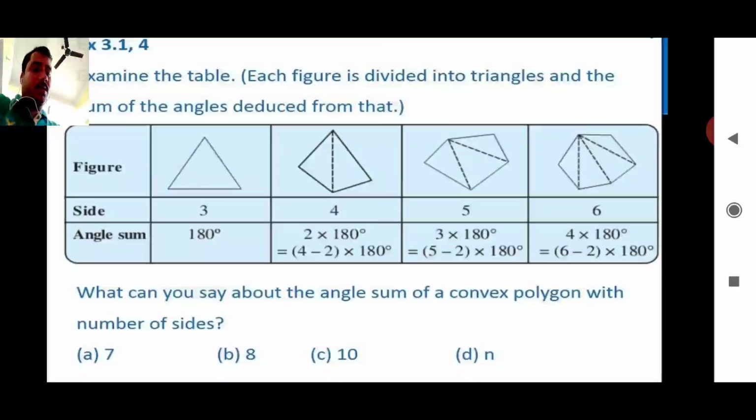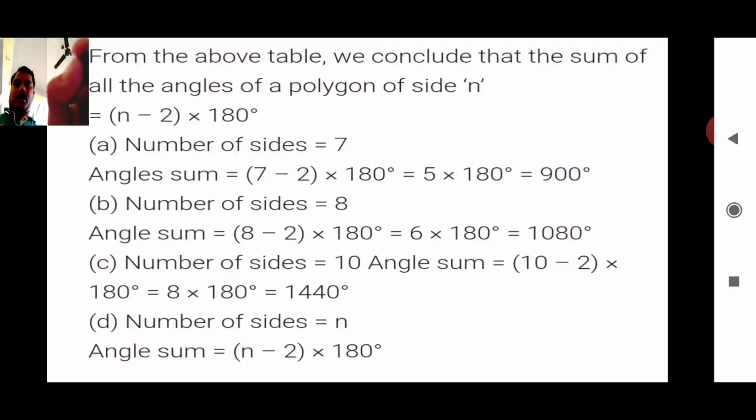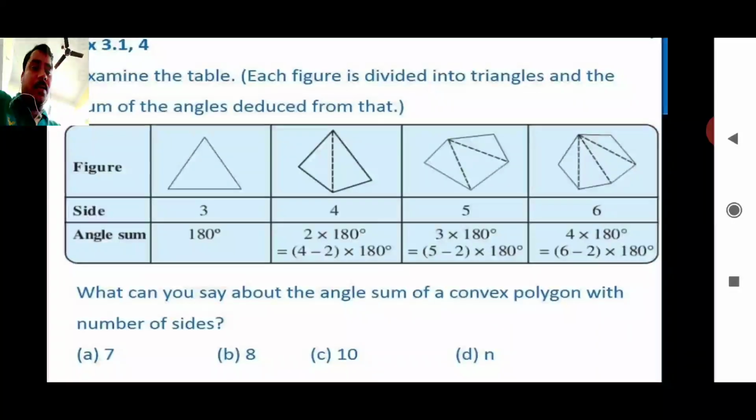Okay, so you can examine this: we can get the angle sum equal to number of sides minus 2 into 180. What can you say about the angle sum of a convex polygon with number of sides 7? From the above table, we concluded that the sum of angles of a polygon is n minus 2 into 180, meaning number of sides minus 2 into 180. You can observe here 4 sides, 4 minus 2 into 180; 5 sides, 5 minus 2 into 180; 6 sides, 6 minus 2 into 180.